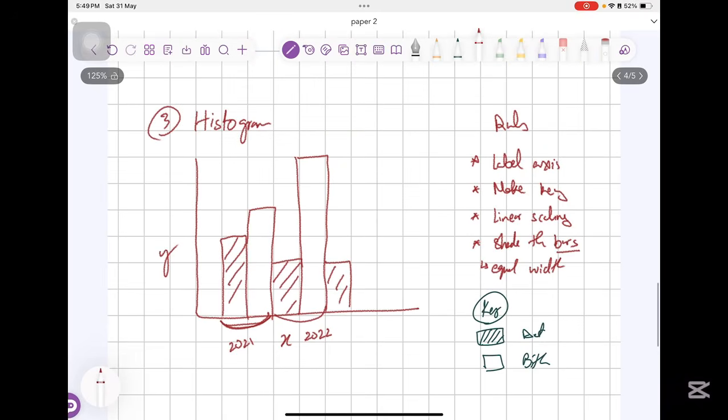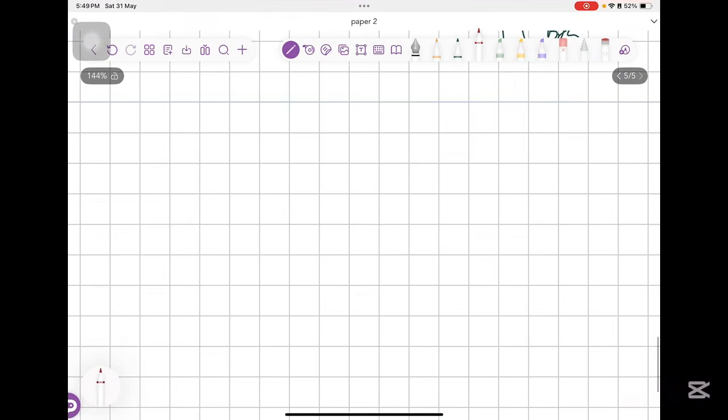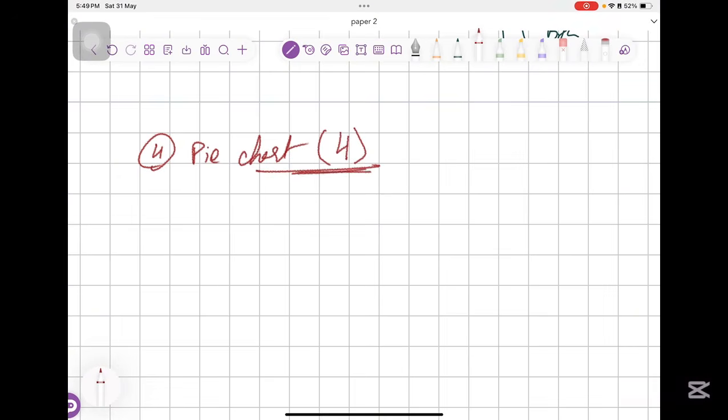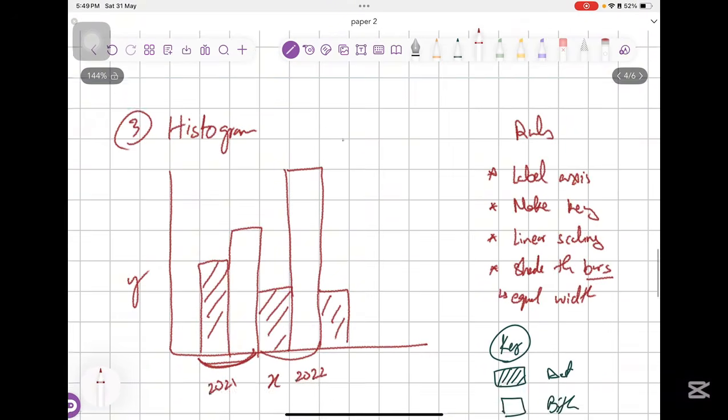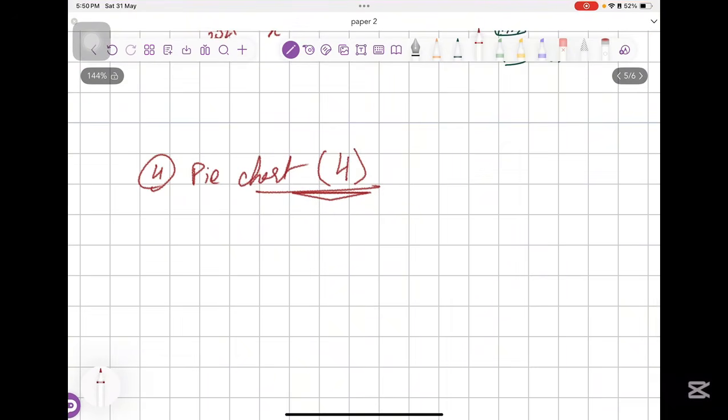We spoke about histograms. Next we got pie chart. Now pay close attention to this because this comes with 4 marks like the other graphs. But these 4 marks, you should never lose a single mark in them. I can forgive you if you forgot anything in the past graphs, but in pie chart, I'm not going to forgive you and I'm going to hunt you down.